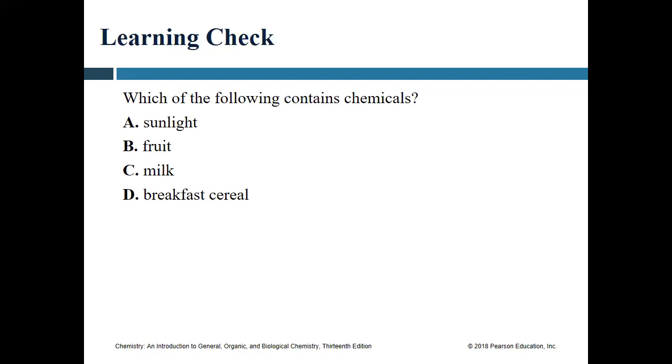Sunlight. Yes, we can look at all of those other things and realize they're physical things. Fruit is a physical thing. It contains a variety of different substances. Milk is a physical thing. It contains a variety of different substances also. Breakfast cereal, same thing. The only one that doesn't contain chemicals is sunlight. And the reason it doesn't contain any chemicals is because it's not physical. Sunlight is energy. And energy has no mass, takes up no space. It's something completely different. And that is what makes it not a chemical.